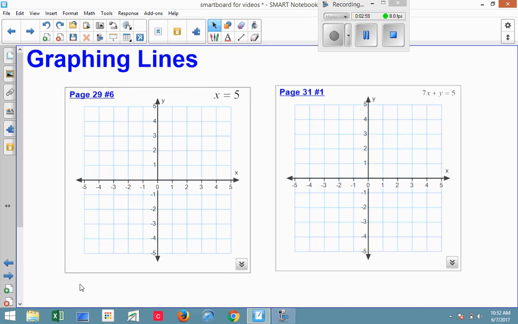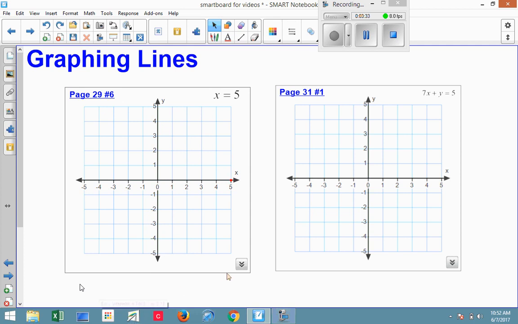Moving right along, page 29, problem number 6. This equation is x equals 5. Now, notice it's not in slope-intercept form. It says x equals. And if you recall, the last problem we looked at was y equals, and that was a horizontal line. When lines have the equation x equals and then a number, they're always going to be vertical lines. So what that means I'm going to do is go to +5 on the x-axis, and I'm going to put a point.